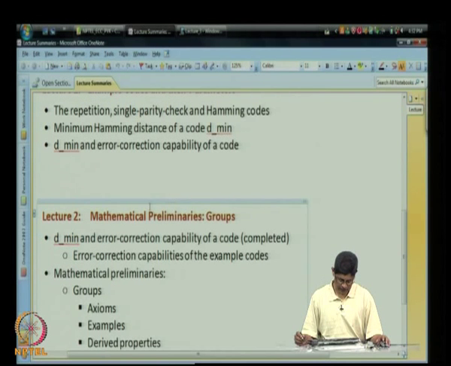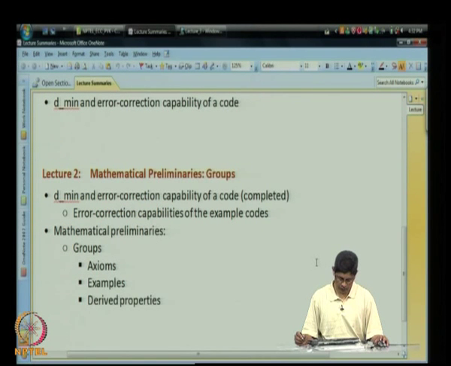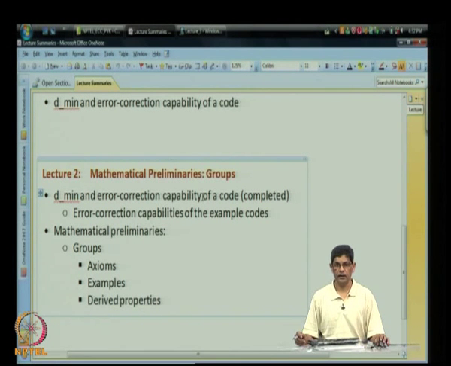Then in the last lecture, this should be 3, we talked about mathematical preliminaries, groups. We began by completing the earlier proof on the relationship between the minimum distance of a code and its error correction capability, and then after that we started talking about groups.